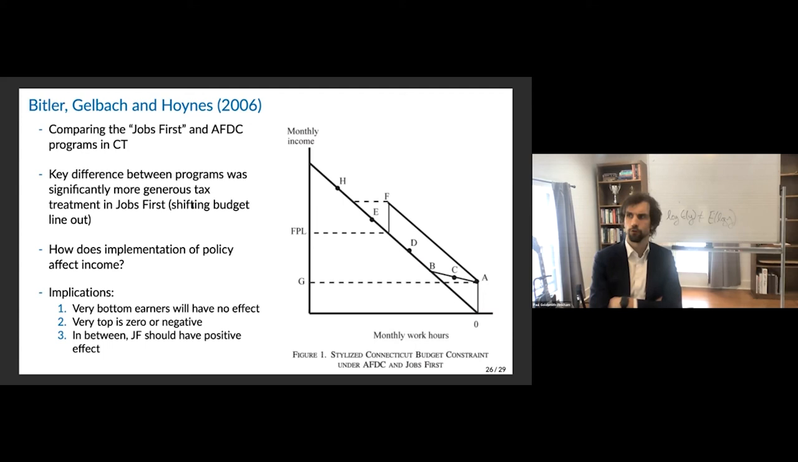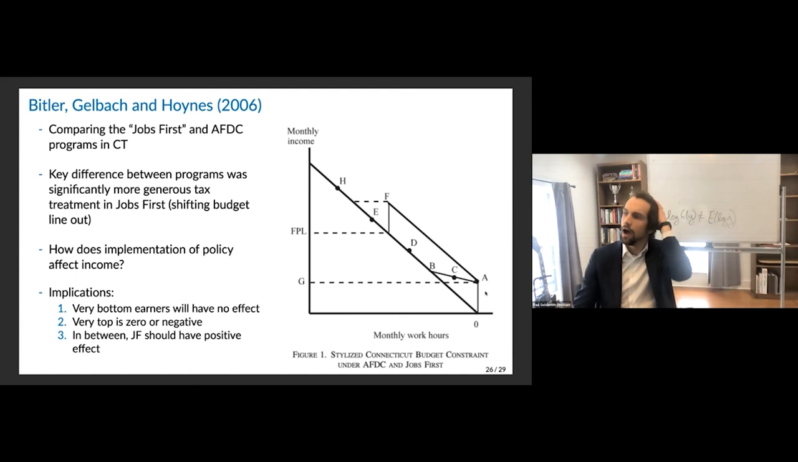This graph describes it nicely. It's a very stylized budget constraint, where you have labor supply on the x-axis and income on the y-axis, and a bunch of things happened under these programs. Under both programs, there was a subsidy if you didn't work at all. So that's at work hours equals zero, there was this subsidy up to a certain point, and then that subsidy continued but was phased out over time.